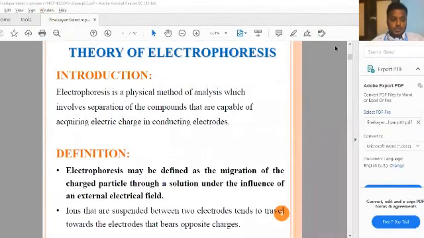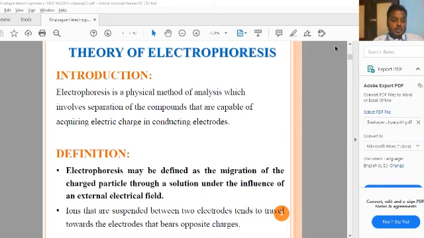Good morning to all. Today we are going to discuss the theory of the electrophoresis technique. First you should know the introduction to electrophoresis, starting with its definition.